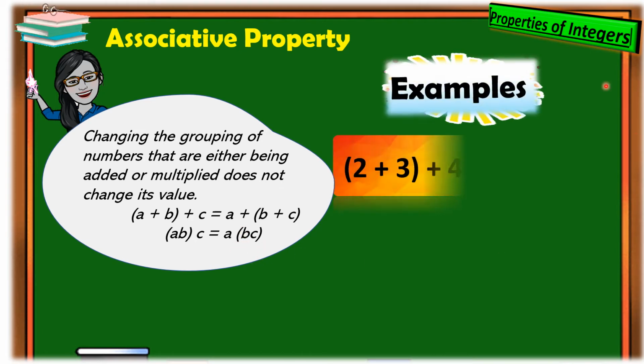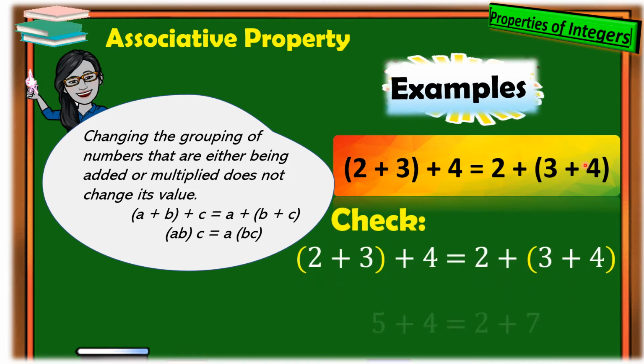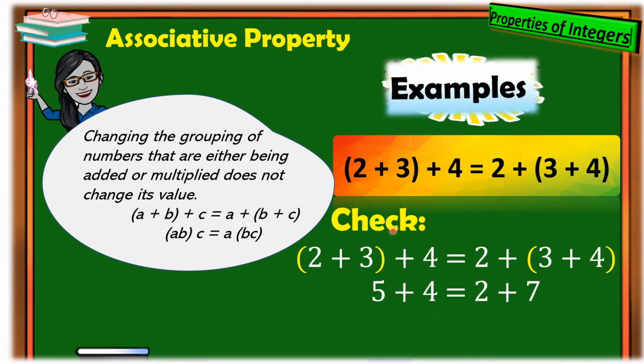Tingnan natin yung example. So, we have 2 plus 3 plus 4 ang given natin. Okay? So, ang ating first grouping ay nasa 2 plus 3. Okay? Sa right side, nasa 3 plus 4 naman. Tingnan nga natin kung same answer. Let's check. Okay. So, we have dito sa side na to 2 plus 3 is 5. So, copy lang si 4 is equal to, copy si 2, dito unahin natin plus 7, right? So, 5 plus 4 is 9, and 2 plus 7 is 9.